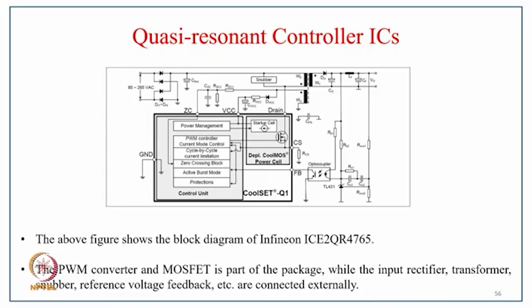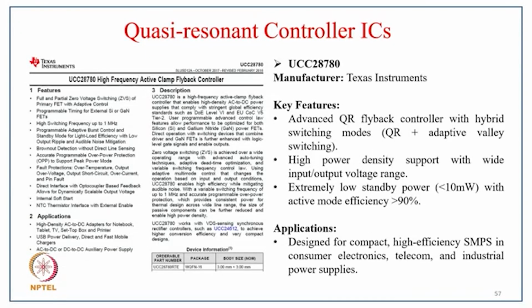And this is typically the internal detail of the total circuit, how it really works, with the input supply, the rectifier, then the capacitor, and then the flyback converter output, typically the regulator with isolation and all. The above figure shows the block diagram of the Infineon ICE2QR4765. The PWM controller and MOSFET are part of the package, while the input rectifier, transformer, reference, feedback voltage, etc. are connected externally, as you can see in the circuit.